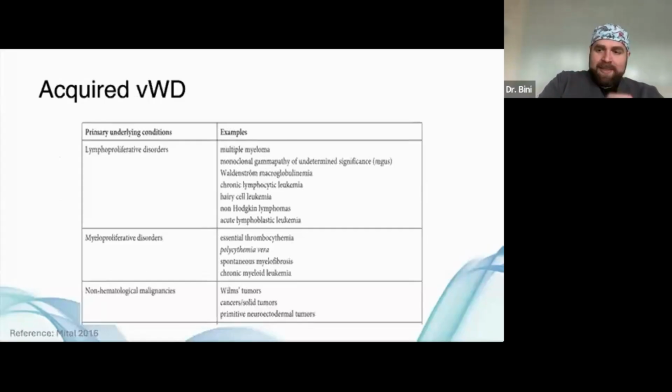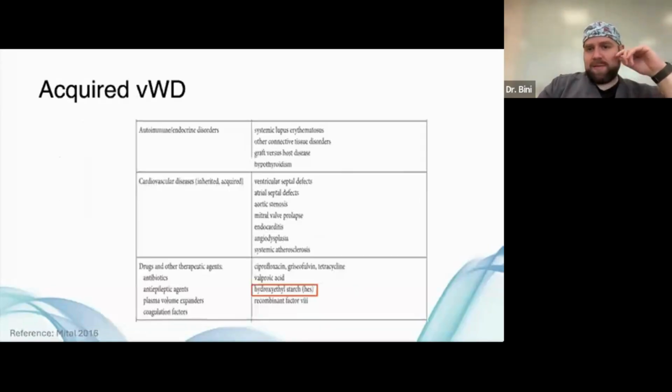Another thing that people don't realize is that there is a described type 3 von Willebrand disease, and that's the acquired von Willebrand disease. There are a lot of things that can affect us, and there is a huge list here. It's pretty long. It took 3 slides really.